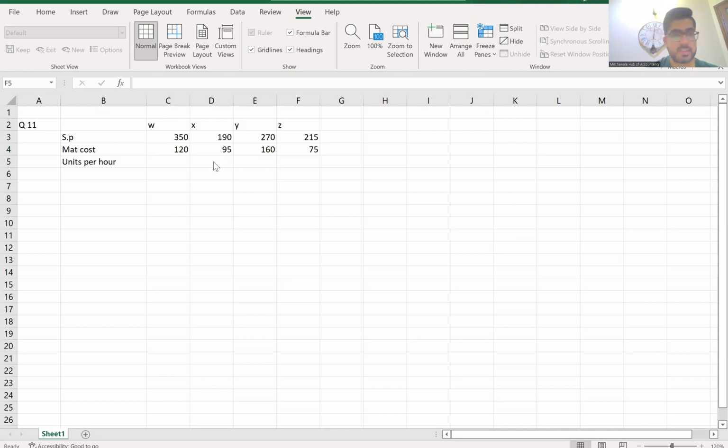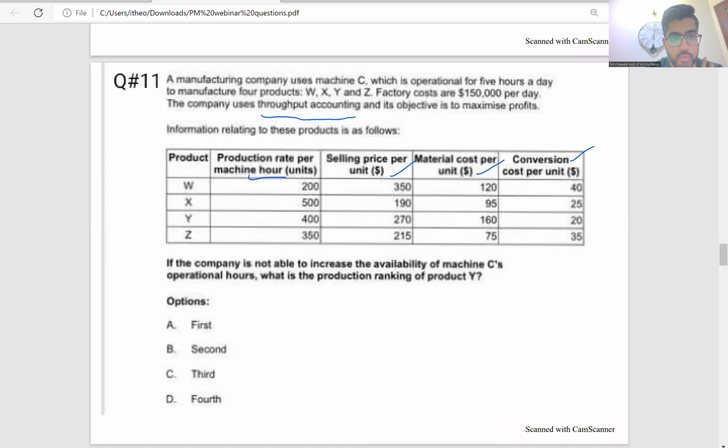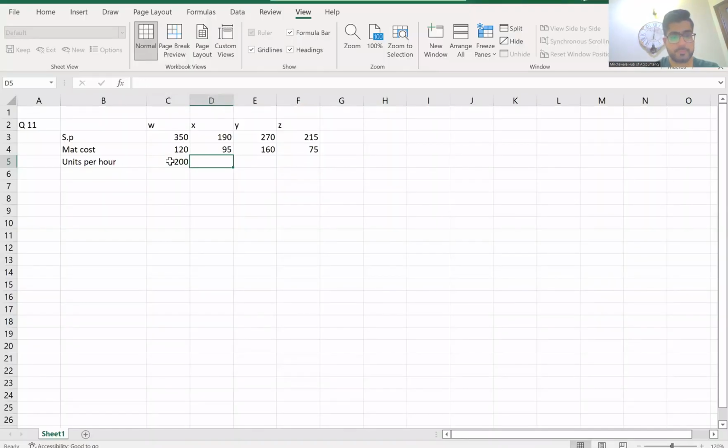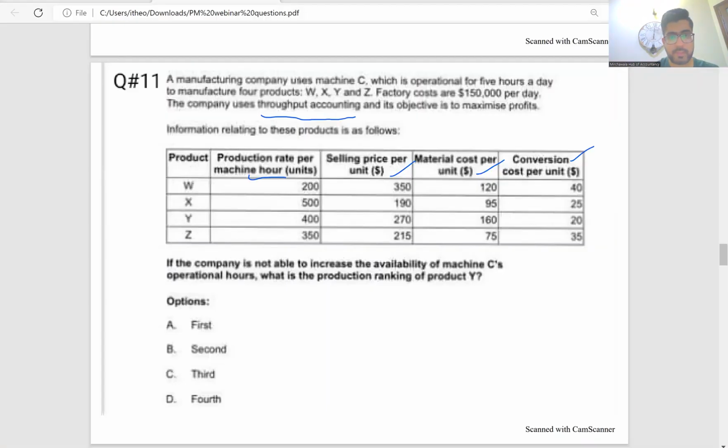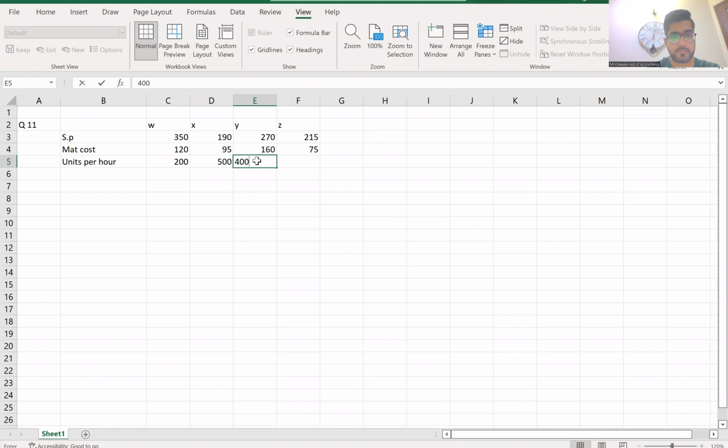How many hours each unit is taking? It's not given. Units per hour: W 200 units per hour, then 500 units per hour, 400 units per hour, 350 units per hour. Okay, and it's asking what is the ranking. Now, it's a very easy question of throughput accounting.